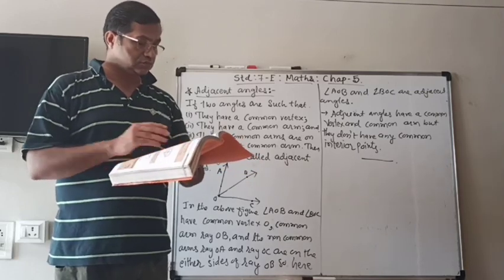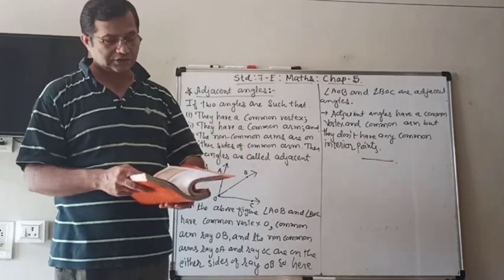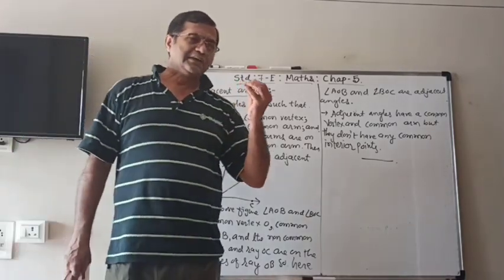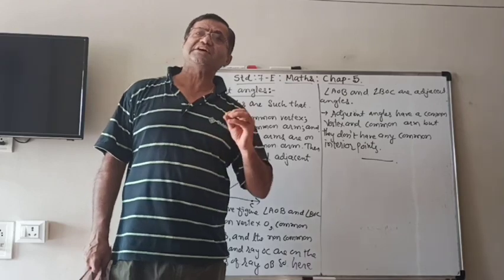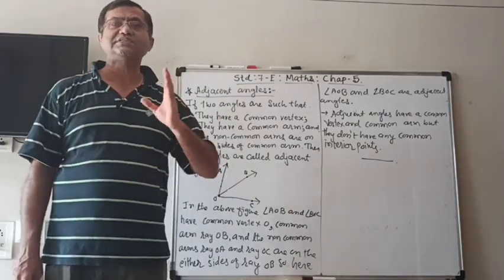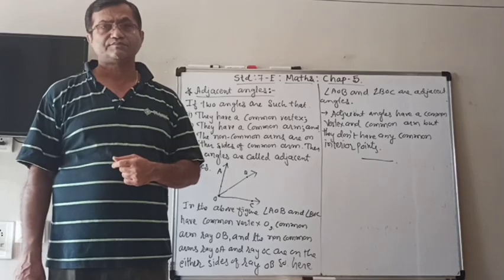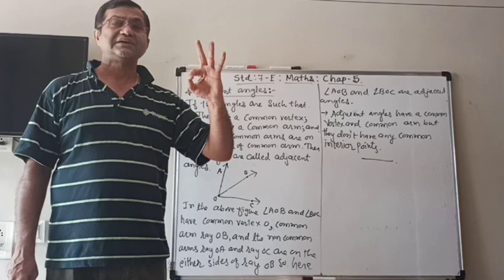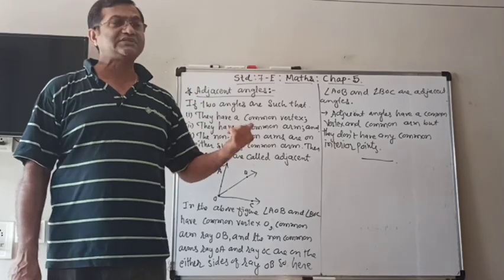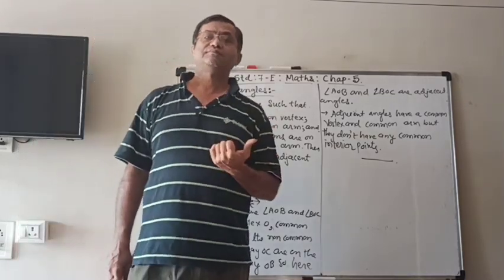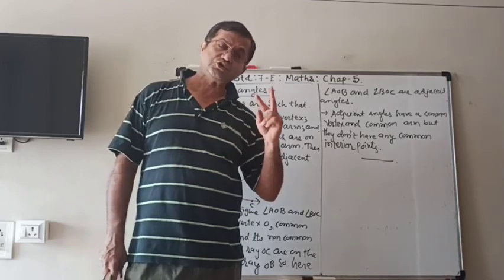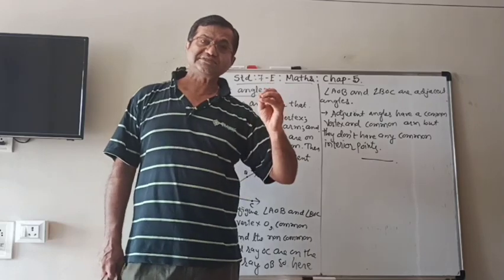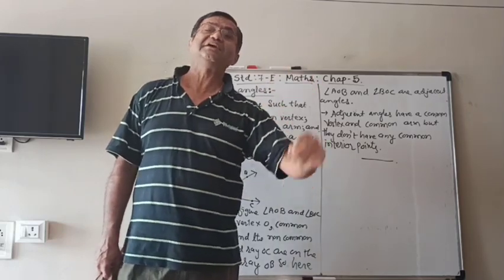Now today we are going to learn about adjacent angles. Adjacent angles are such that when we put them together, they will have these three requirements. If these three conditions are fulfilled, then we can say that two angles are adjacent angles. Now let us understand which are those three conditions.